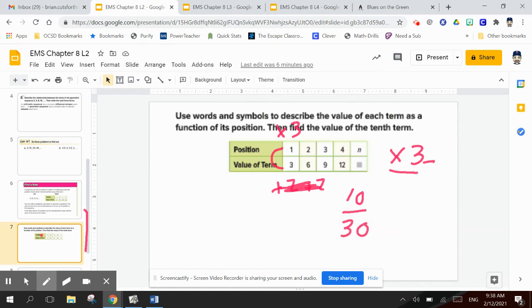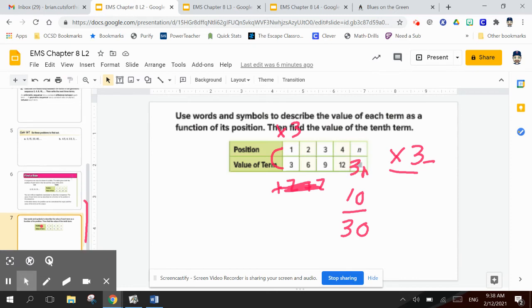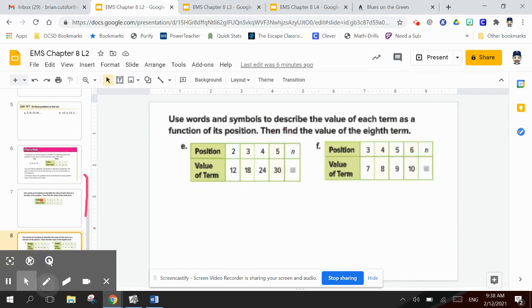Now we have a variable here. The variable, just like a number, represents some number. So how do I find the value of n? Well, I have to multiply n times 3 to get 3n. So when I look at the last two, we're going to use words and symbols to describe the value of each term as a function of its position. Then we're going to find the 8th term.